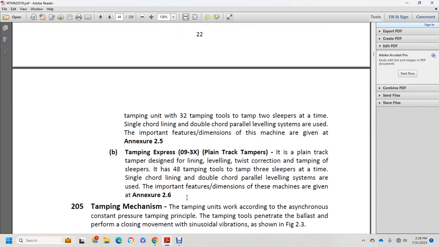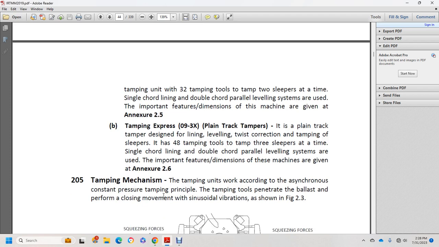Tamper expressed in 09-3X plain track tampers. This plain track tamper does lining, leveling, and twist correction tamping of the sleepers. It has 48 tamping tools and tamps 3 sleepers at a time. Single cord lining, double cord with the parallel leveling systems. The important features to mention for these machines are given in the Annex 2.6.